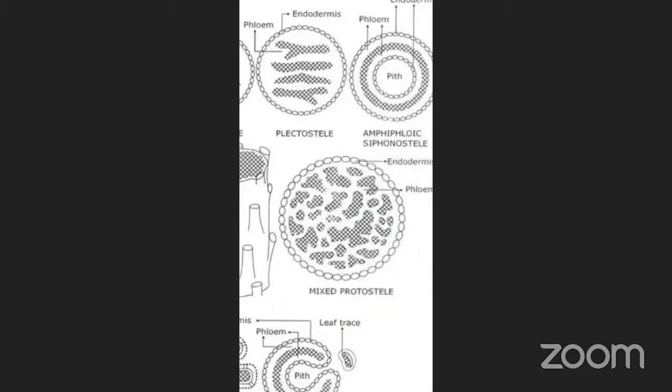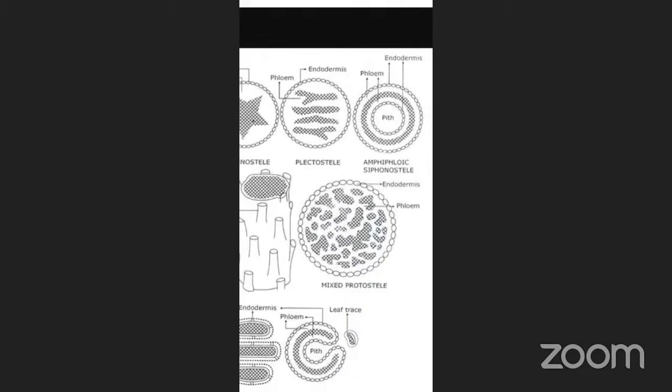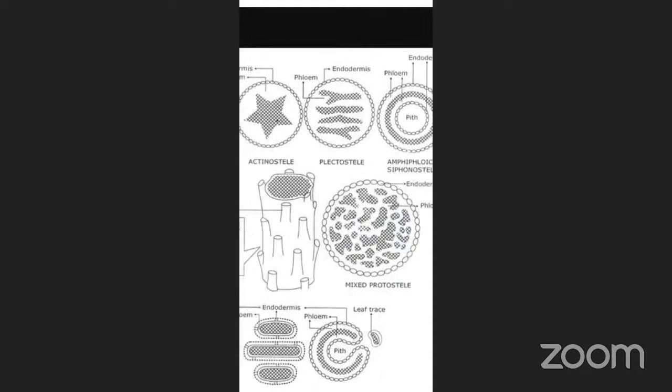So the mixed protostele means the xylem breaks down into small patches. Patch-like structures are there. That xylem is totally scattered in the phloem. That one is the mixed protostele. Okay, so the next one is the siphonostele.